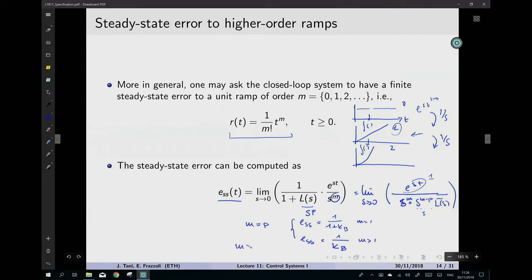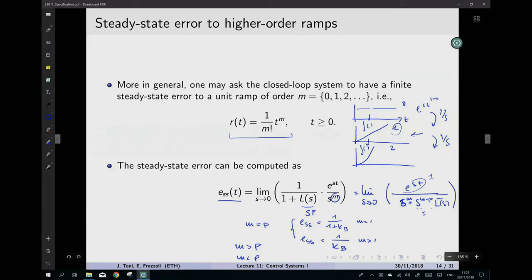What if M is bigger or smaller than P instead? So basically, what if we have poles in 0 in the open loop transfer function, L of S, that are bigger or smaller than the type of the reference signal that we're sending in? Well, we could just do the math here and do considerations on the orders of infinitesimal things of the different S terms, but it's intuitive to just think about it this way.